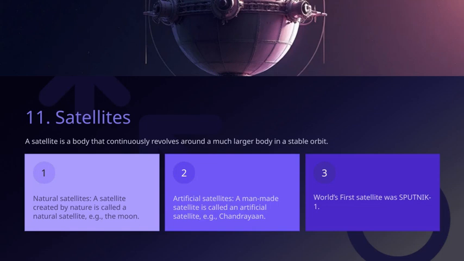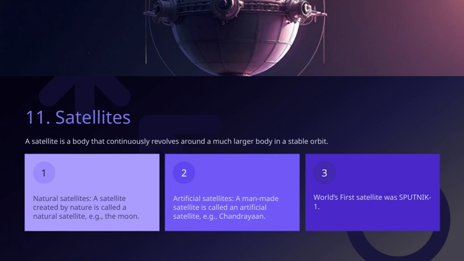The world's first satellite was Sputnik 1, a historic milestone in space exploration. It marked the beginning of an entirely new era, where humans started to send objects into space to gather information and expand our understanding of the universe.